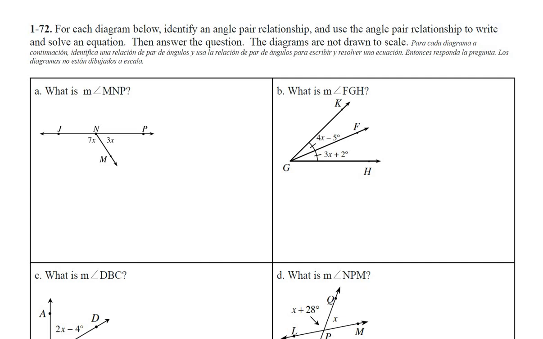Last problem, 1-72. For each of the diagrams below, identify an angle pair relationship and use the angle pair relationship to write and solve an equation. And then we're going to answer the question. So this really has three parts. We're going to first identify an angle pair relationship. I'll do that in blue.